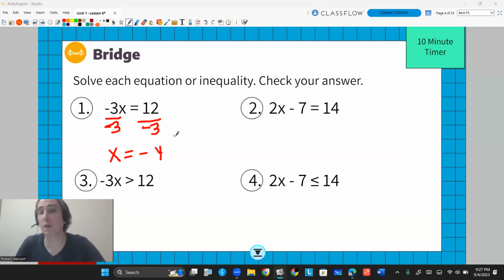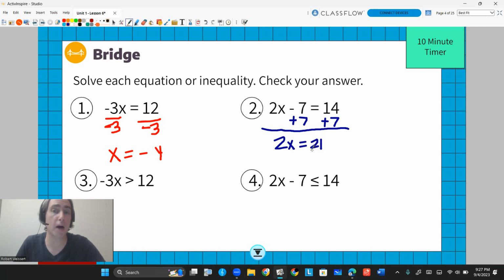For question 2, on this equation, we do want to add 7 to both sides before we divide. So we'll do plus 7 to both sides, so getting rid of that minus 7. 14 plus 7 is going to end up being 21. So your equation ends up becoming 2x equals 21. Now, when you divide those numbers, you're going to get a decimal or a fraction, depending on your method of writing your answer. But 21 divided by 2 is going to be about 10.5. So I'll write 10.5 for our final answer for that one. So negative 4 and 10.5.